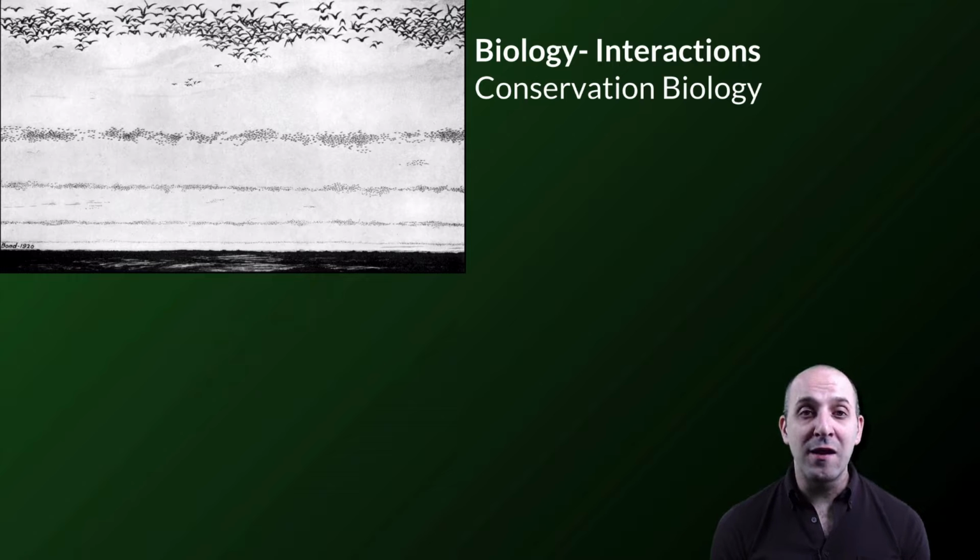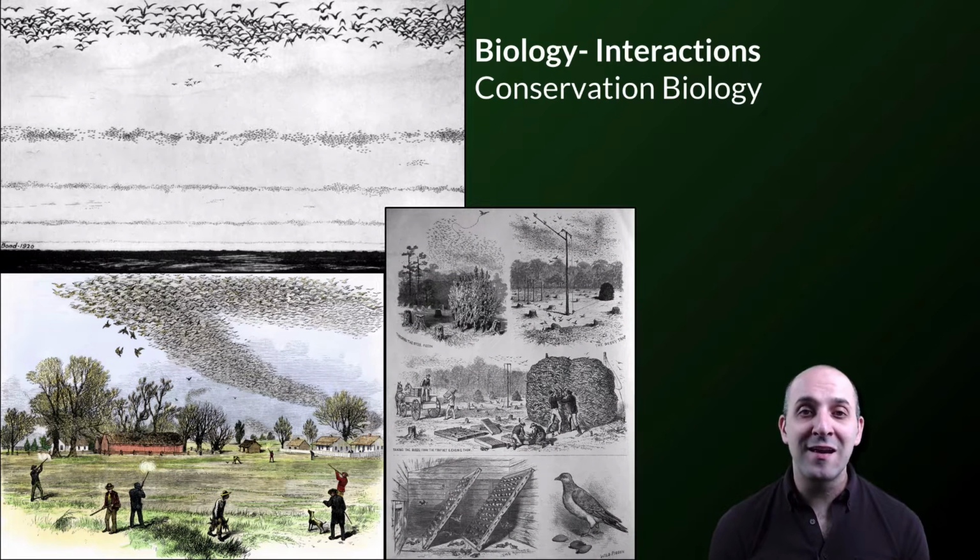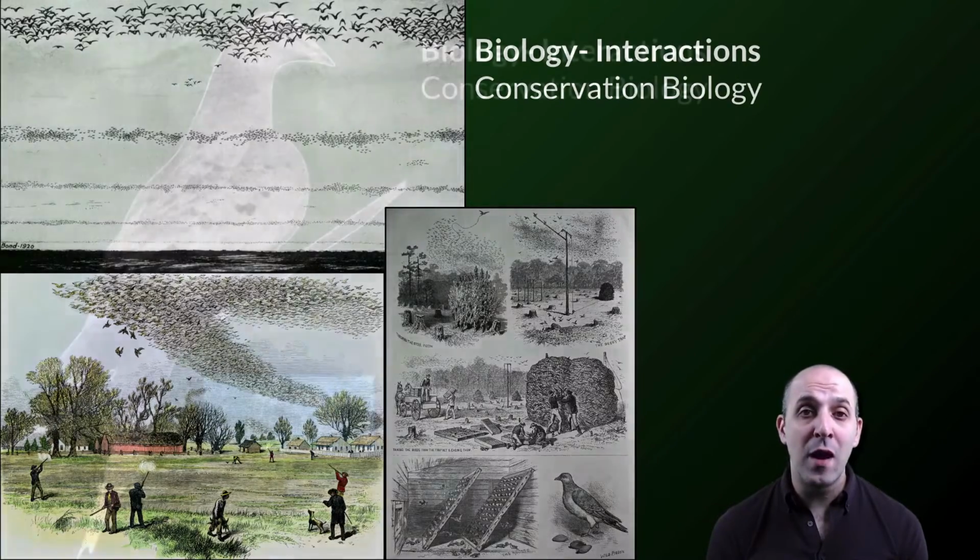When migrating, the flock would pass overhead over a number of days, and as a result, they were really easy to catch, kill, and eat. And that's what Americans in the 1800s did. They caught, killed, and ate the most numerous bird in the world until it went extinct.